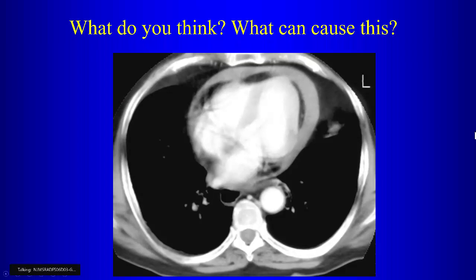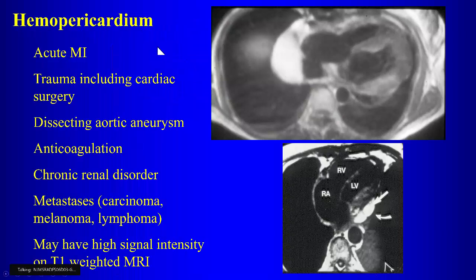What are other causes of hemopericardium? Malignancy, anything else? Coagulopathy, right? It's pretty rare to cause that, but it can also cause hemopericardium. Sometimes it can also be associated with myocardial infarction. Sometimes myocardial infarcts can be complicated with hemopericardium. Okay, so these are the various causes of hemopericardium. And on T1 weighted images, that can have high signal intensity because of the blood products within the fluid. Okay.